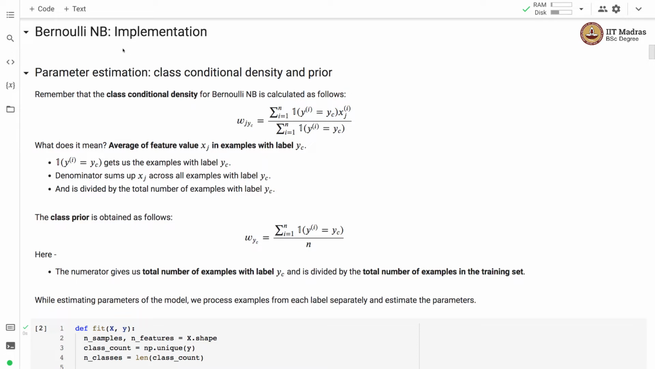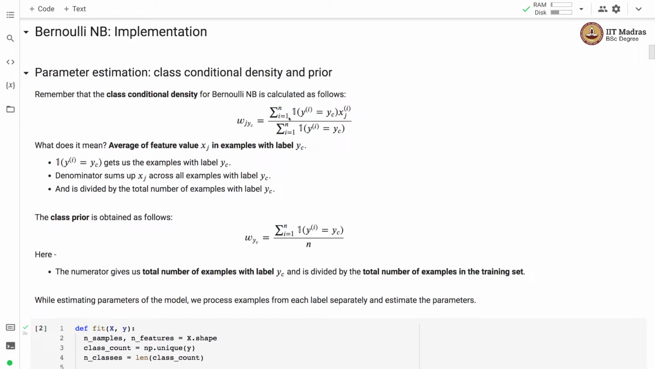Let's study Bernoulli naive Bayes. The important part is to perform parameter estimation, that is estimate the class conditional densities and the priors. Let's first study how to perform the class conditional density estimation. We have a parameter, that is w_jc. This is the parameter corresponding to the jth feature for the class label yc. And how do we calculate or estimate this parameter?